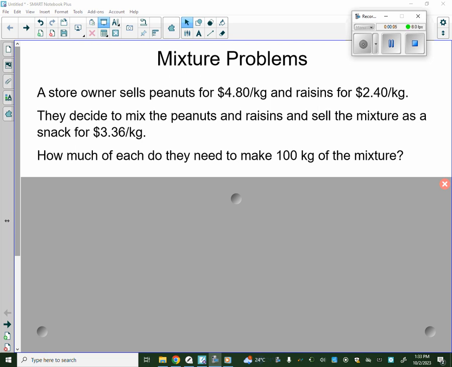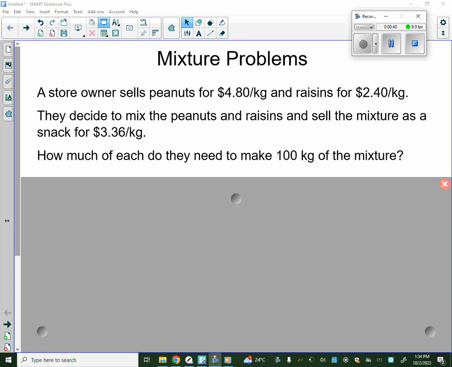We're going to look at this mixture problem as a way of learning more about how mixture problems work. It says here a store owner sells peanuts for $4.80 per kilogram and raisins for $2.40 per kilogram. They decide to mix the peanuts and raisins and sell the mixture as a snack for $3.36 per kilogram. Yum. How much of each do they need to make 100 kilograms of the mixture?